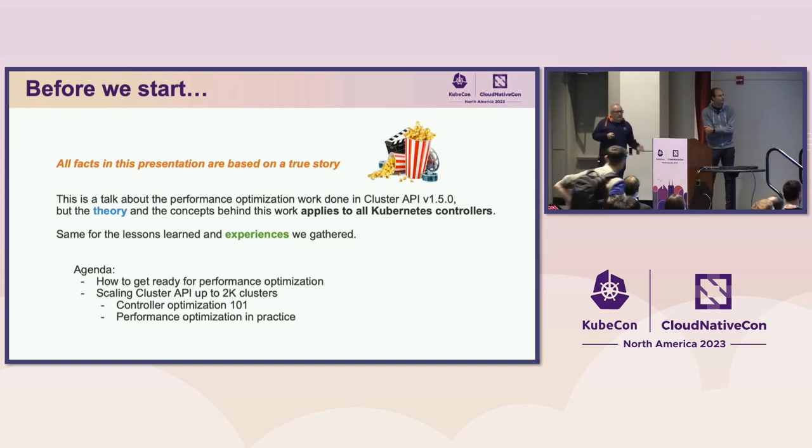The presentation today is divided in two parts. The first part will be a very brief introduction on the tools that you need to do performance and scalability optimization. The second part will be a deep dive on how we managed to scale Cluster API up to 2,000 clusters. Okay, so let's get started.